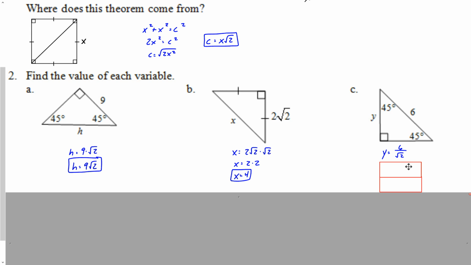Now, we're going to simplify this by rationalizing that denominator. So we have to multiply by the square root of 2 over the square root of 2, which gives us 6 square root of 2 over 2. But now, 6 and 2, both outside numbers, we would have to reduce those whenever possible. So in this case, the value of y is 3 square root of 2.